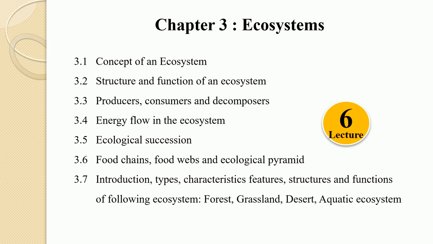And next, a very simple topic, food chains, food webs and ecological pyramids. I think you have already learned some of the topics under this title. Then the last point is the introduction, type, characteristic features, structure and functions of the major ecosystems. We are going to discuss four major ecosystems: forest ecosystem, grassland ecosystem, desert ecosystem and aquatic ecosystem. There are 6 lectures allotted to this chapter also. So this is the summary for chapter 3, the ecosystem.